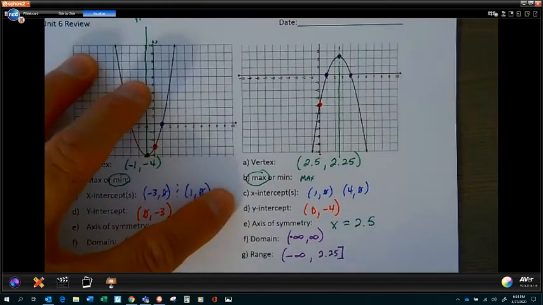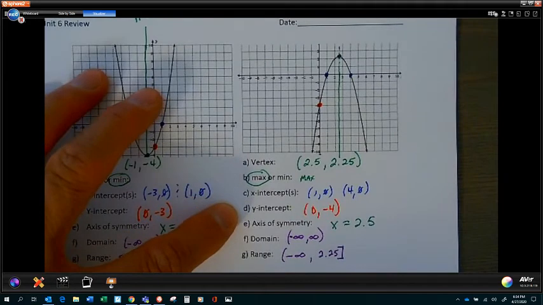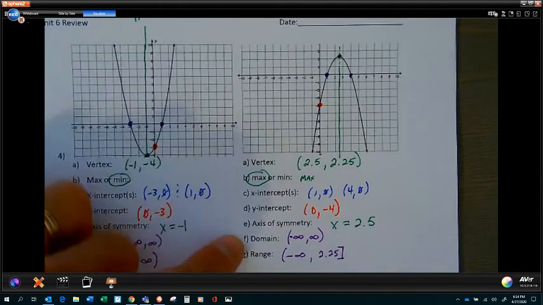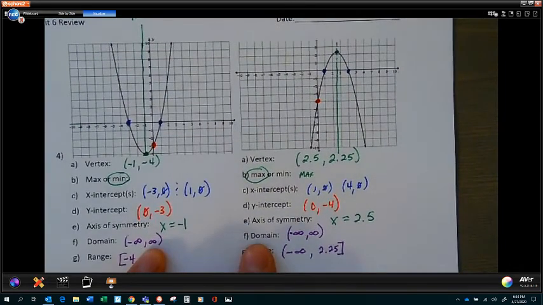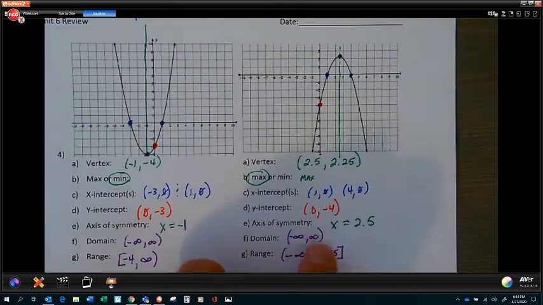You just have to write down the 2 points that we put in blue for the x-intercepts, the y-intercepts, the red. The axis of symmetry, again, is the line that equals the x value of the vertex, and the domains are the same, but this time, this one has a maximum, so it can't go any farther than 2.25.